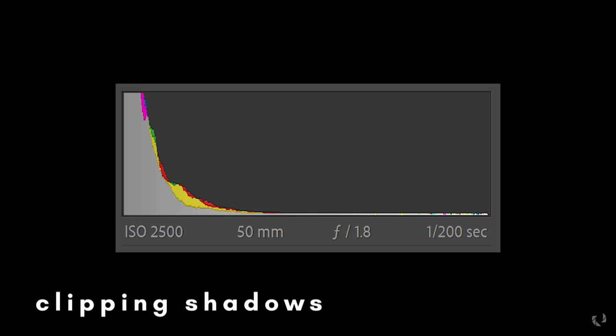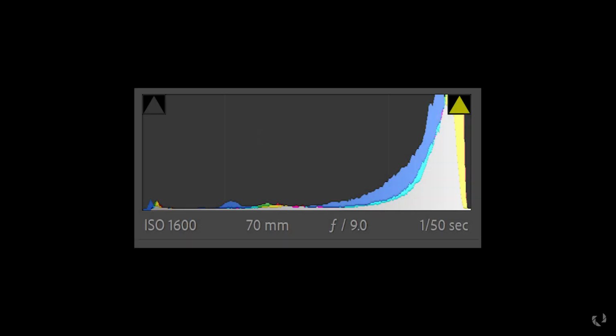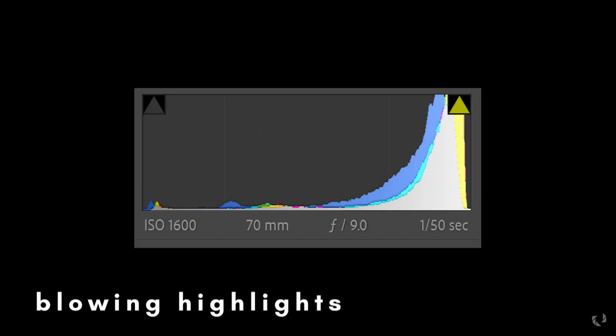So if you see a graph like this, where there are more vertical pixels on the left side or the black side, you're going to have a fairly underexposed image, and it could mean that you are clipping parts of your shadows, so be careful. On the other side of the spectrum, if you see a histogram like this, that could mean that you are blowing out your highlights because there are more pixels on the white side.